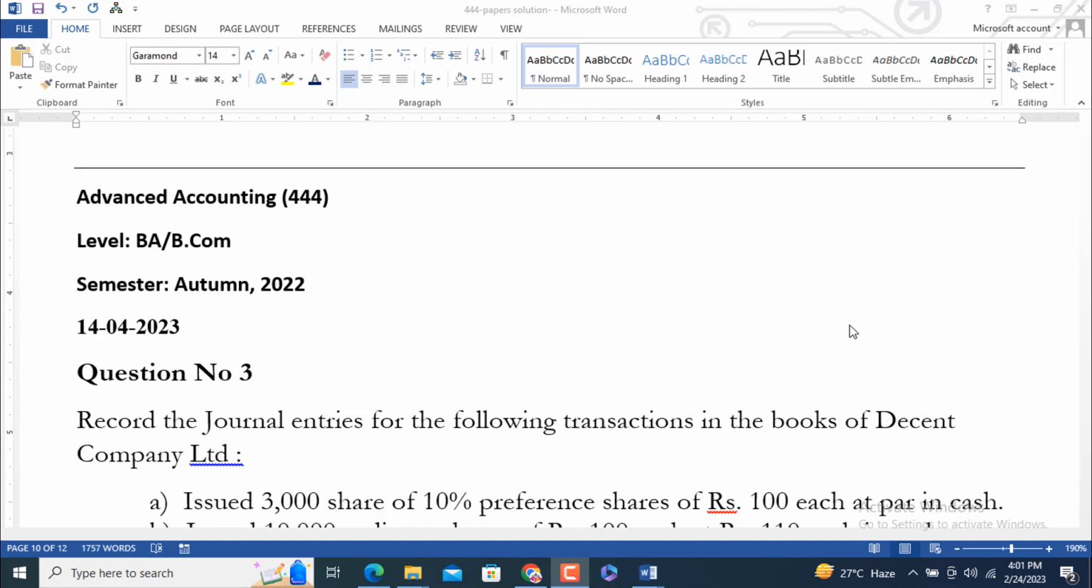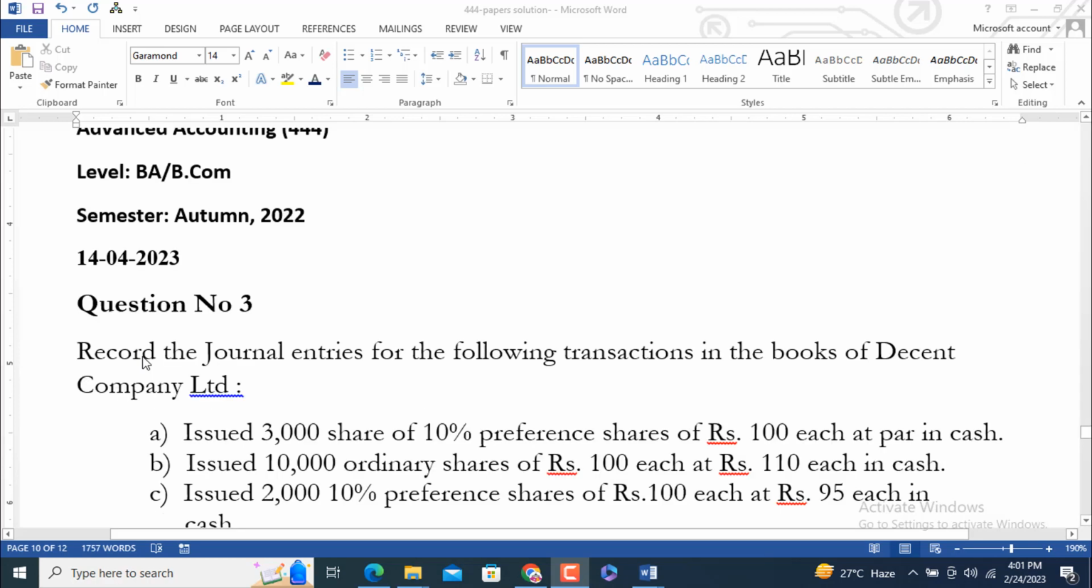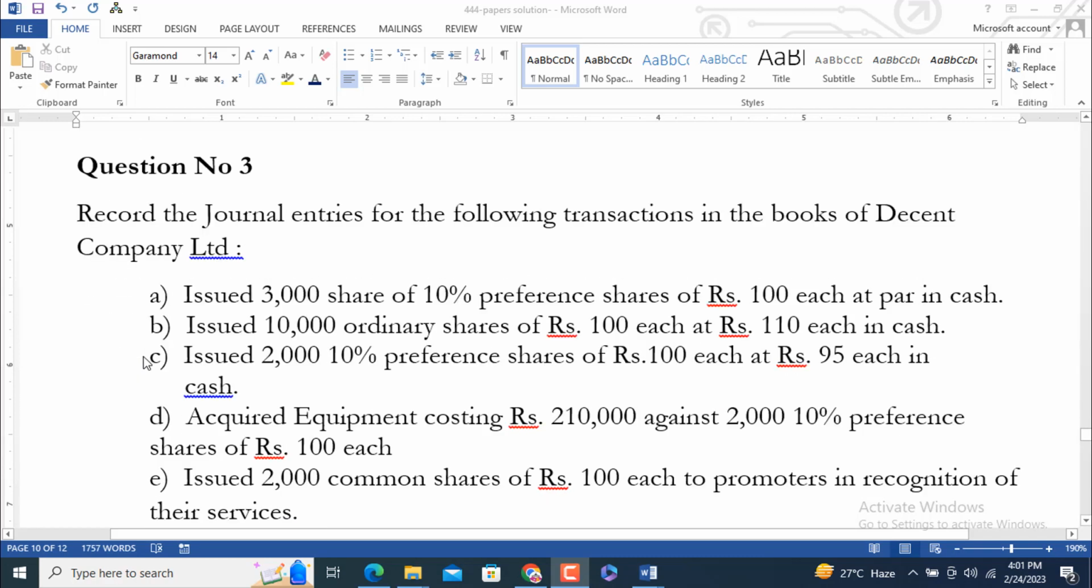Today we are going to cover question number 3 of assignment number 1 of Advanced Accounting, which has subject code 0444 and its level is B.Com for AIOU University Semester System. Its assignment is related to semester autumn 2022 and its final submission date is 14th April 2023. So let's start reading question number 3, then we will go to the requirement and finally we will see the solution of this question. Record the journal entries for the following transactions in the books of Decent Company Ltd.